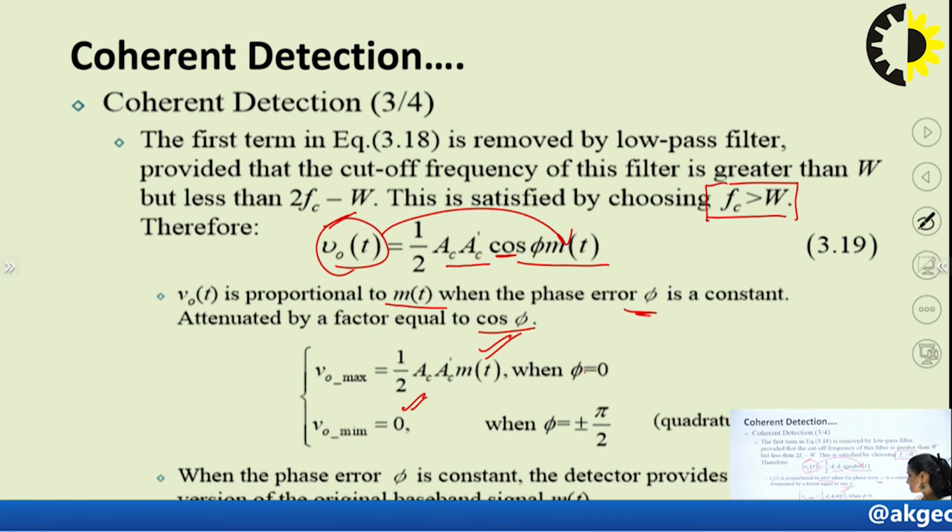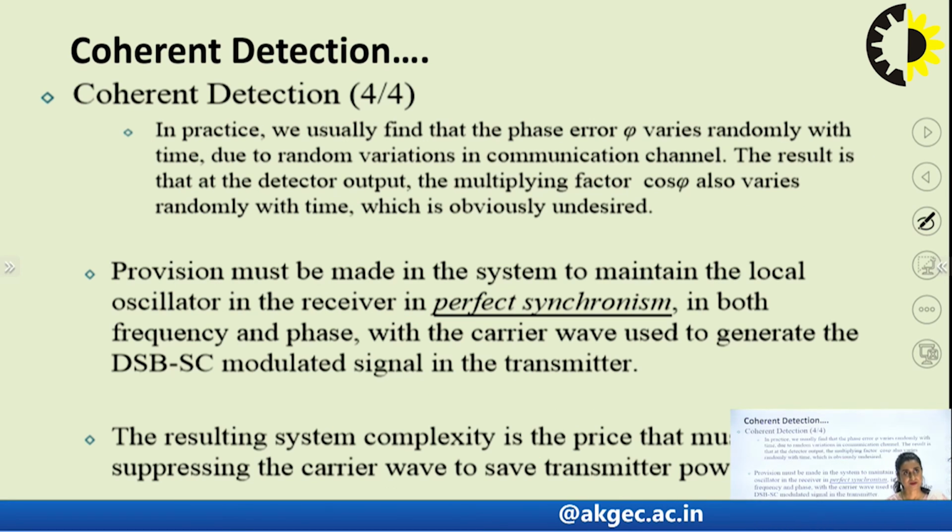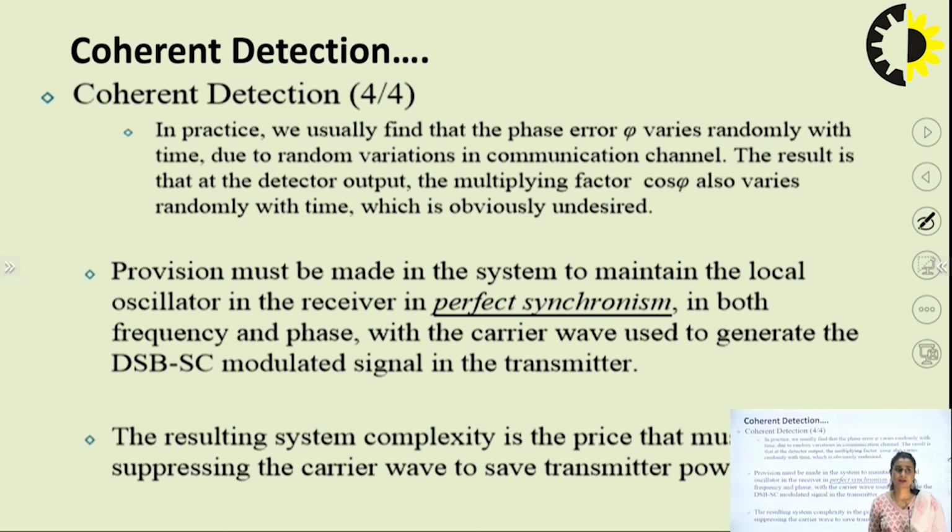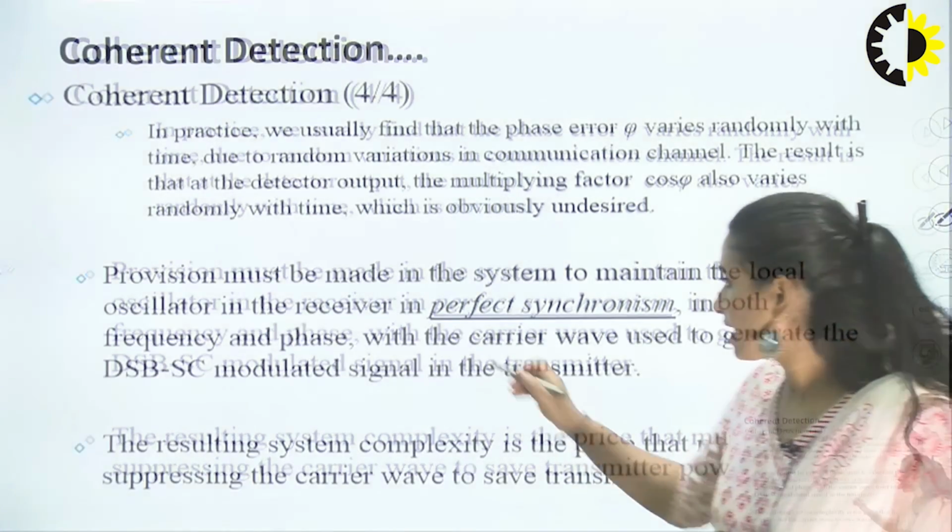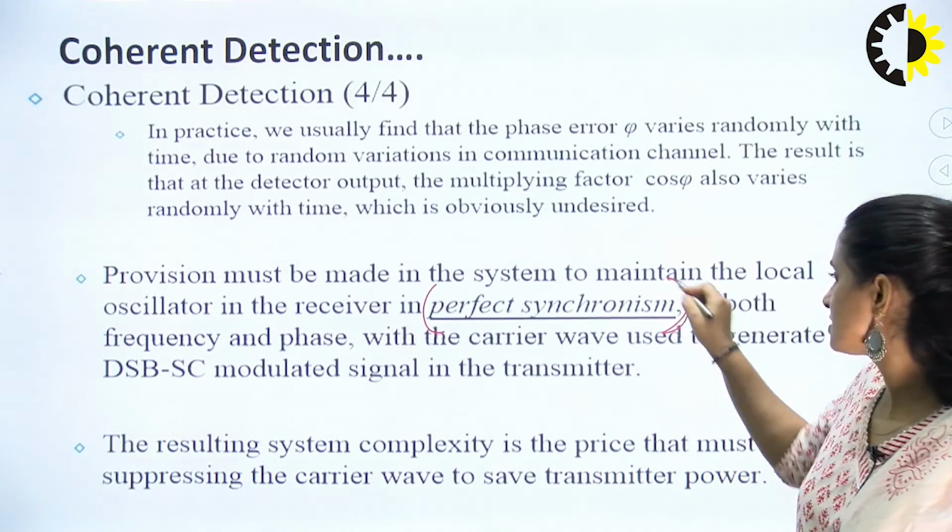So when the phase error is constant, the detector provides an undistorted version of the original baseband signal, right? In practice, we usually find that the phase error phi varies randomly with time, and due to random variations in the communication channel, the detector output, the multiplying factor, also varies randomly with time, right? So this can be handled with the help of perfect synchronization.